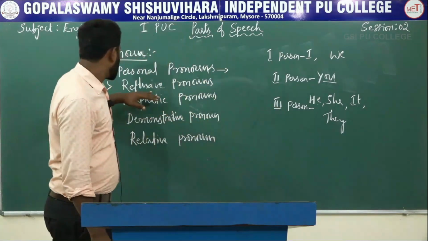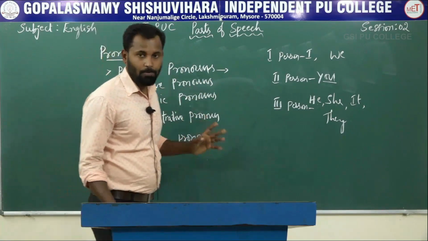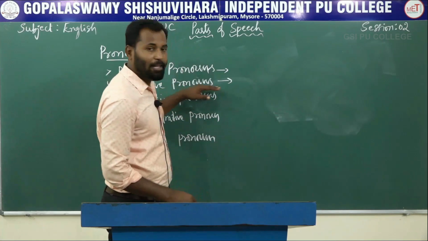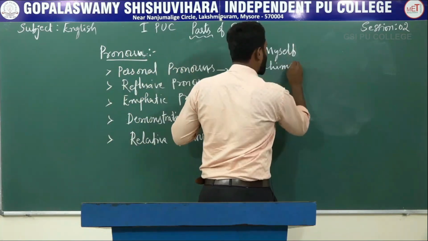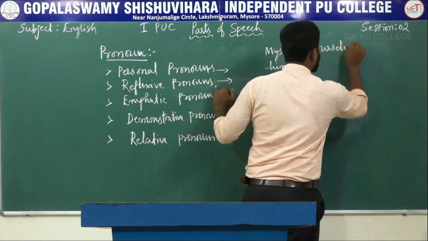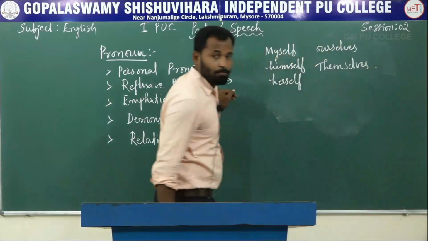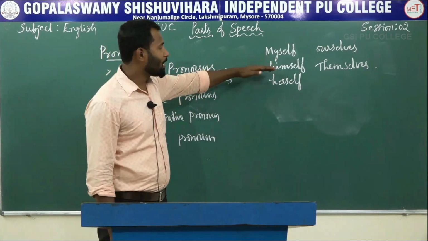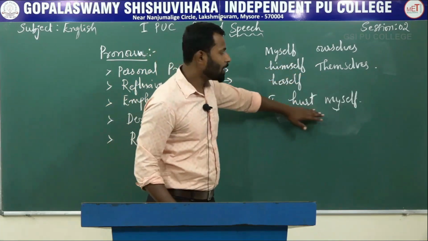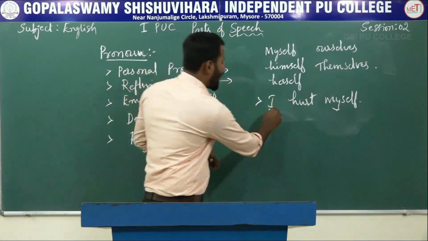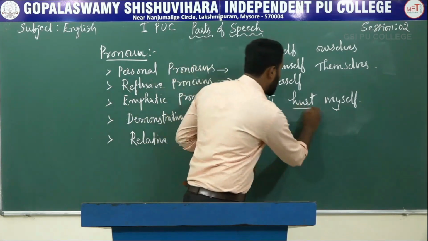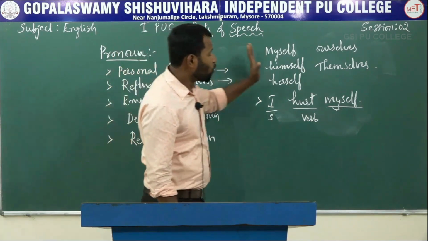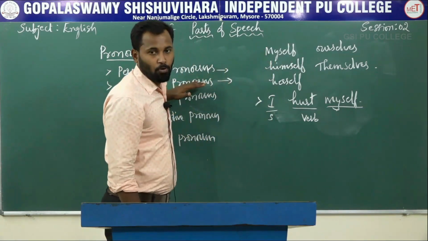Let us go to the next one, reflexive pronouns. What are reflexive pronouns? I'll just write the examples for reflexive pronouns like myself, himself, herself, ourselves, themselves, etc. So these are called reflexive pronouns. Let us make it clear with an example. I hurt myself. So here I is subject, hurt is verb, and myself is a pronoun. So why are these called reflexive pronouns?